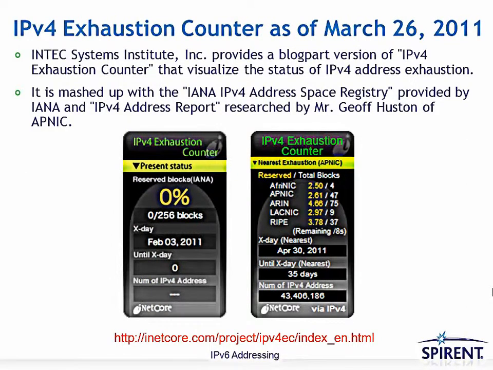This slide depicts the IPv4 exhaustion counter as of March 26, 2011. At the bottom of the screen, you can see that there is a link that you can access to view this exhaustion counter yourself. One thing you'll notice is as of February 3, 2011, the IANA has exhausted all the available blocks. In other words, it's allocated everything it has to the regional Internet registries. And as you can see, the regional Internet registries are depleting their resources as well.